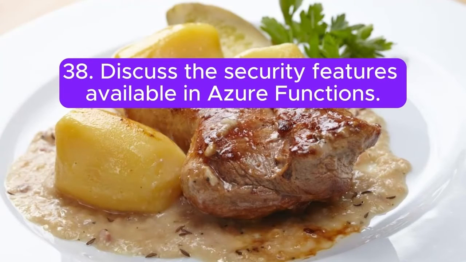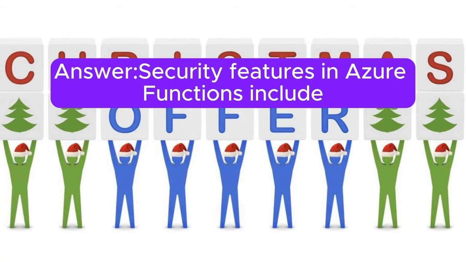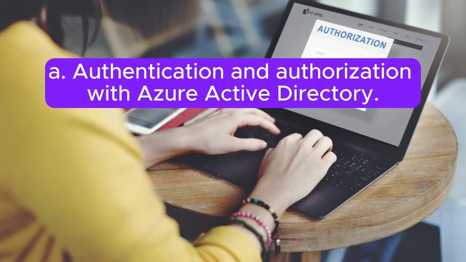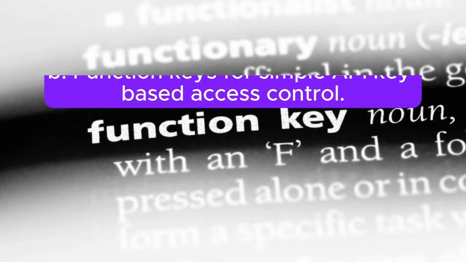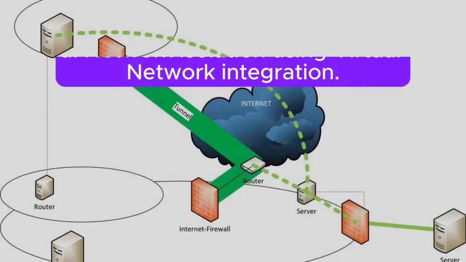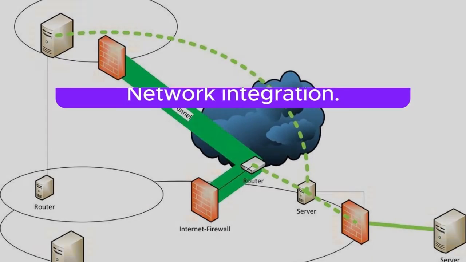38. Discuss the security features available in Azure Functions. Answer. Security features in Azure Functions include A. Authentication and authorization with Azure Active Directory. B. Function keys for simple API key-based access control. C. Managed identities for secure Azure service-to-service authentication. D. Network isolation using virtual network integration.